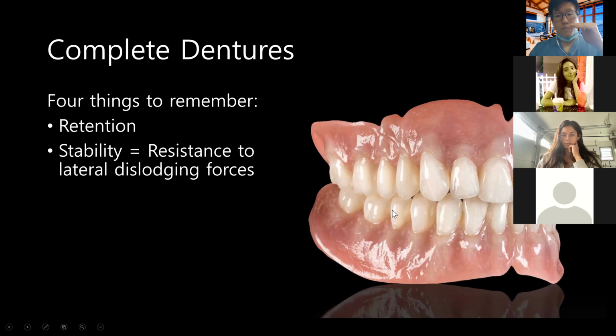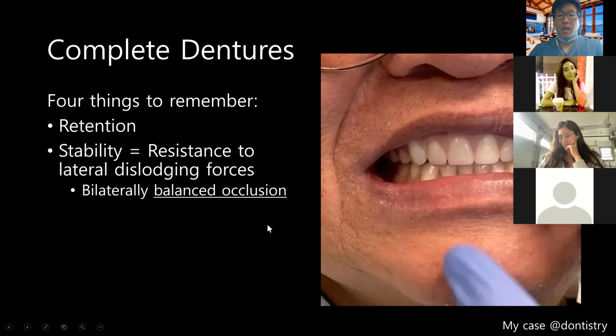Okay, so that's retention, resistance to vertical dislodging forces. Now we're talking about stability. So stability means resistance to lateral dislodging forces, right? That refers to anything that's not strictly vertical. So it could be rotation or it could be tipping, okay? So how do you get good stability, right?